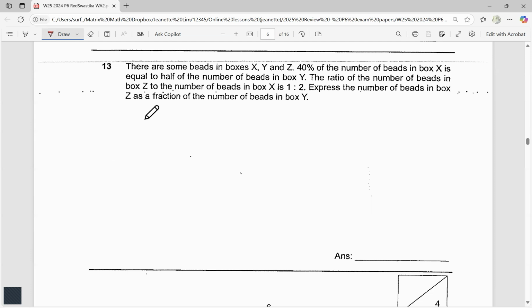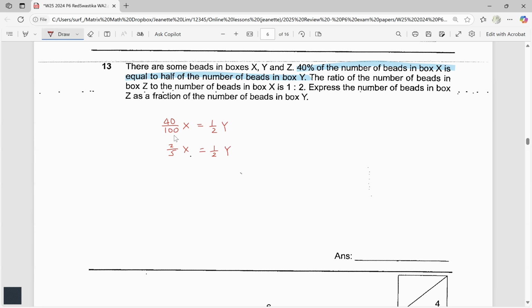Okay, so firstly, we look at this line. 40% of the bits in X is equal to half in Y. This is what we call equivalent proportion. So I will form a fraction of X equated to half of Y, because the question says equal. Next I will simplify first. So 2 over 5x equals 1 over 2y.